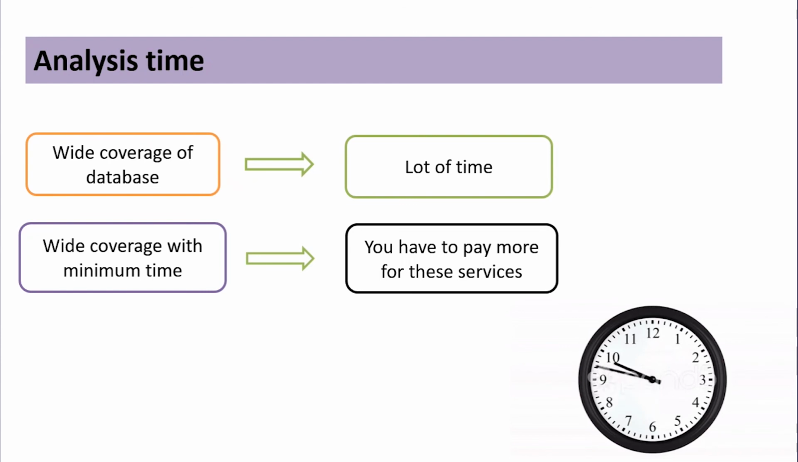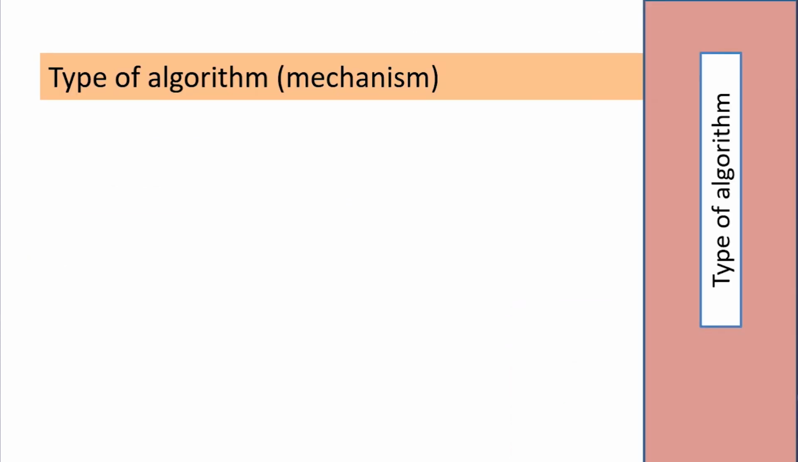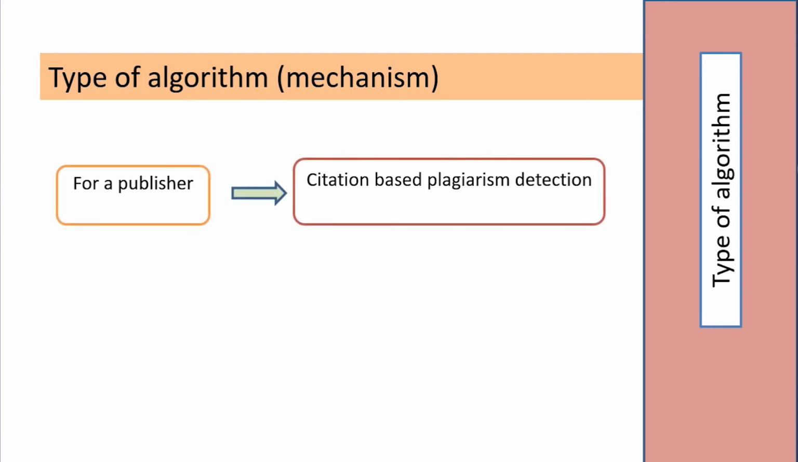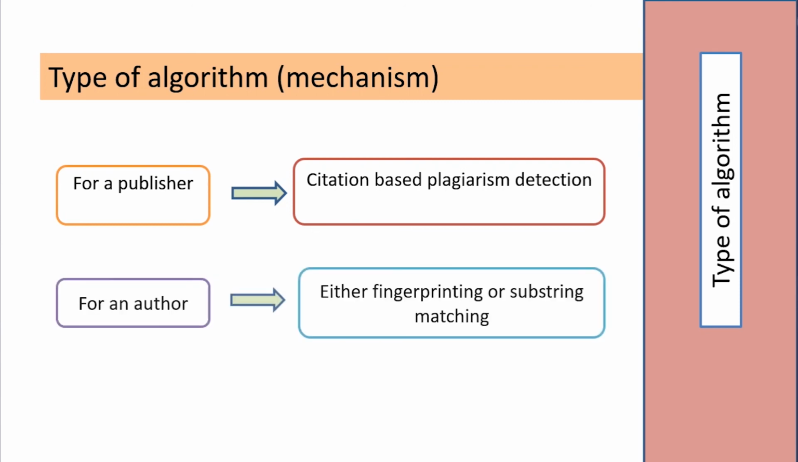Now next is the type of algorithm or the mechanism. This also governs the selection of any plagiarism detection tool. For a publisher, citation-based plagiarism detection will be more preferable than any other type, while for an author, either fingerprinting or a substring matching algorithm is more preferable. So it was about the different factors which decide the popularity of any of the software available for plagiarism detection.